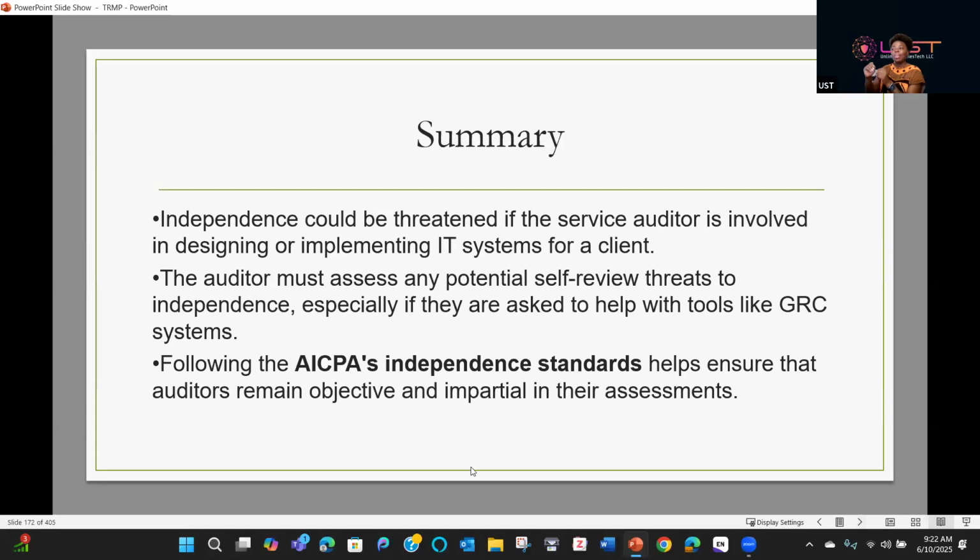So here is a summary. Independence could be threatened if the service auditor is involved in designing or implementing an IT system for a client. The auditor must assess any potential self-review threats to independence, especially if they are asked to help with tools like a GRC system. Following the AICPA independence standards helps ensure that auditors remain objective and impartial in their assessment.